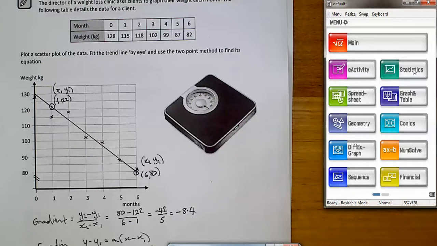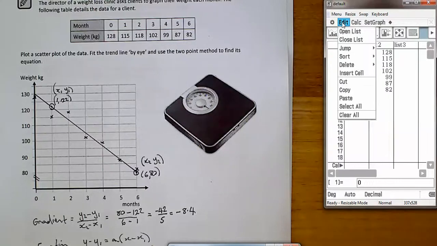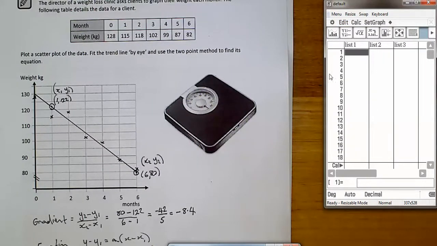Now, on the Casio, you'll go into the statistics menu. If you've already got some data in there, you can clear your data by going Edit, Clear All. Are you sure? Yes, okay. It's gone. Now, I want to enter the data for the weight loss data there.